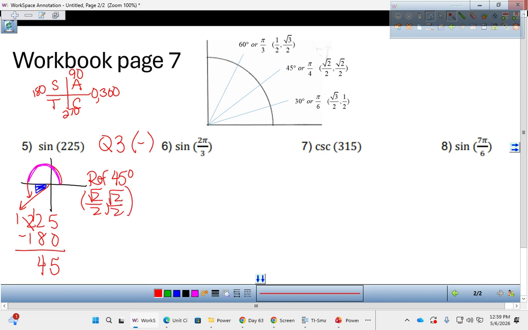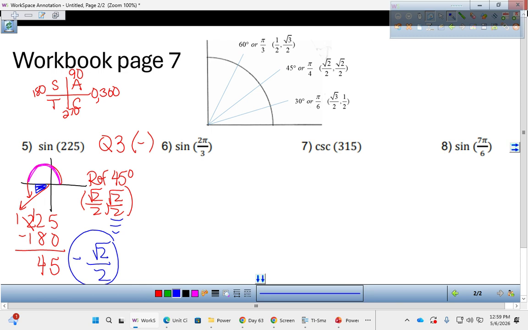And since I want to find the sine, I want to focus in on the y value. So I know my answer is going to be root 2 over 2. And then I also know that since it's in quadrant 3, I have to add a negative to that because sine is negative in quadrant 3.